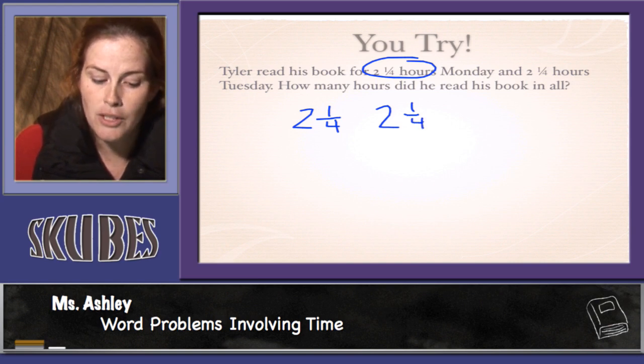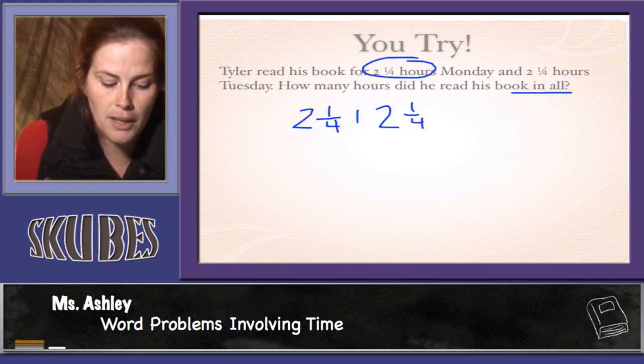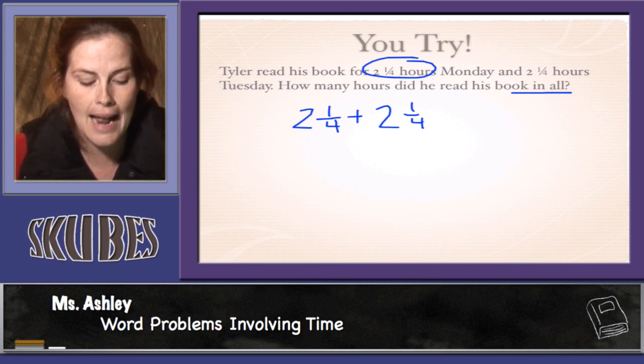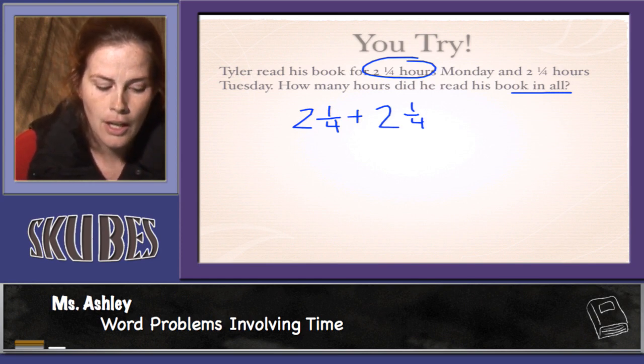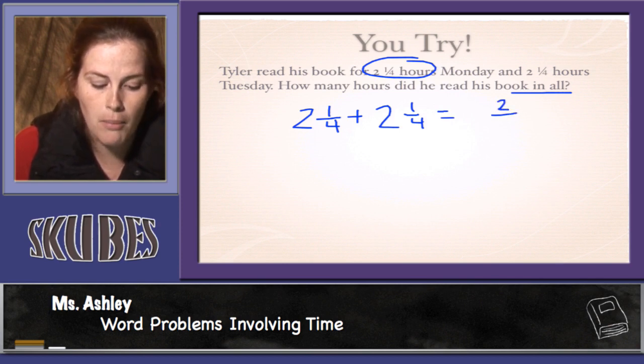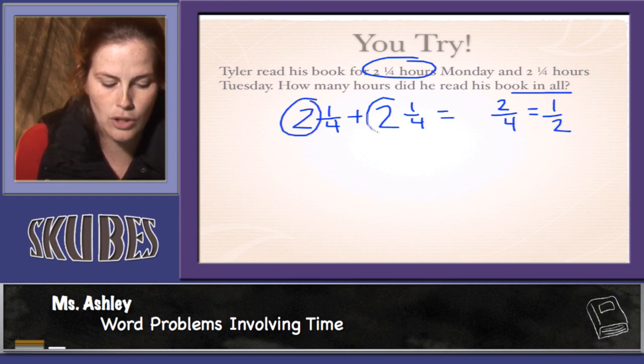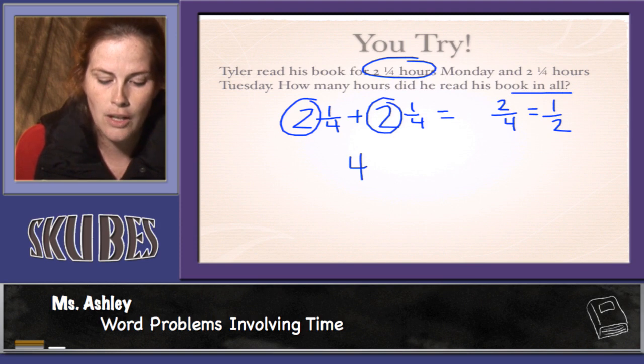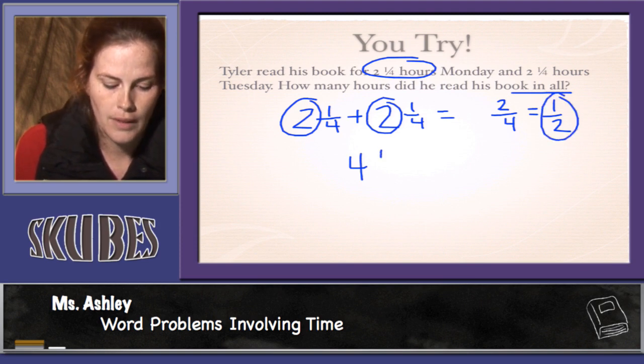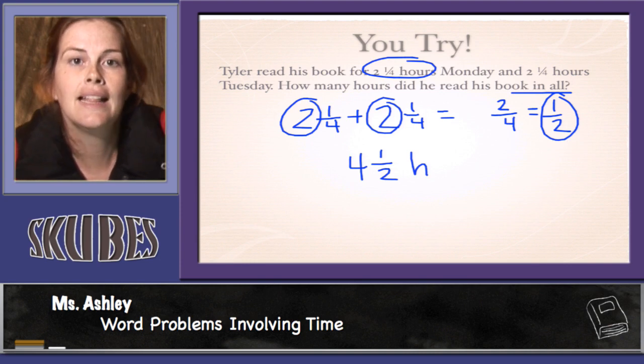When the problem says how much did he read in all, that lets me know I'm going to be using addition here. And I'm going to start by adding my fractions. I add the numerators first. 1 plus 1 equals 2. My denominator stays the same. To simplify this, I could also write 1/2. And then I add my whole numbers. 2 plus 2 equals 4. So he read for 4.5 hours in all. This concludes our lesson on word problems involving time.